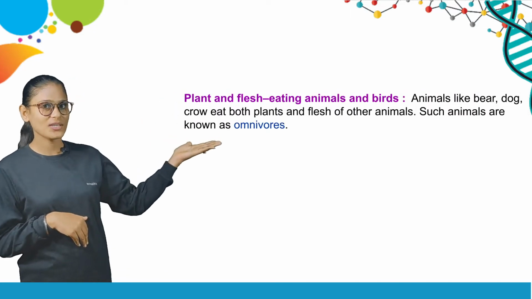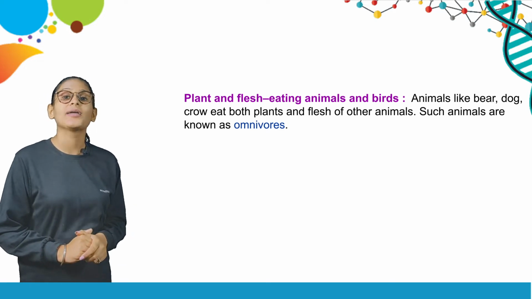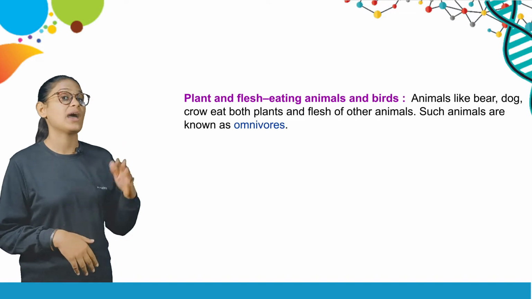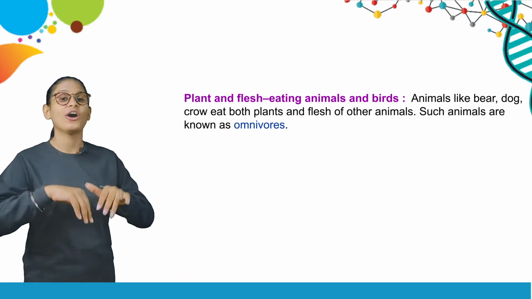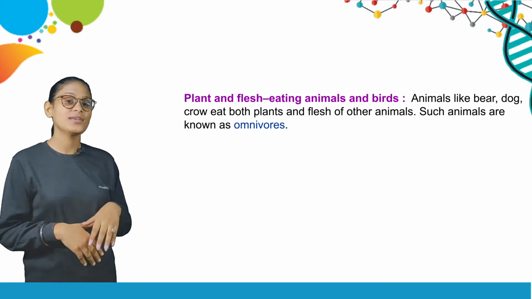Now we discuss about the animals who eat both plants and flesh. Plant and flesh-eating animals and birds. Animals like bear, dog, crow eat both plants and flesh of other animals. Such animals are known as omnivores.